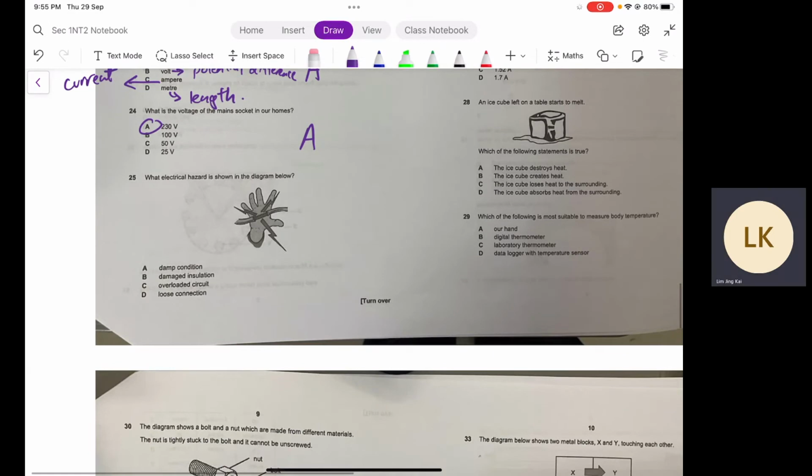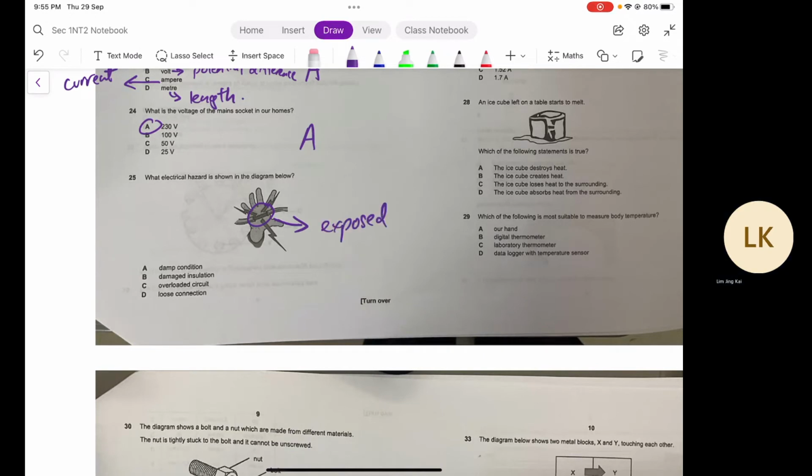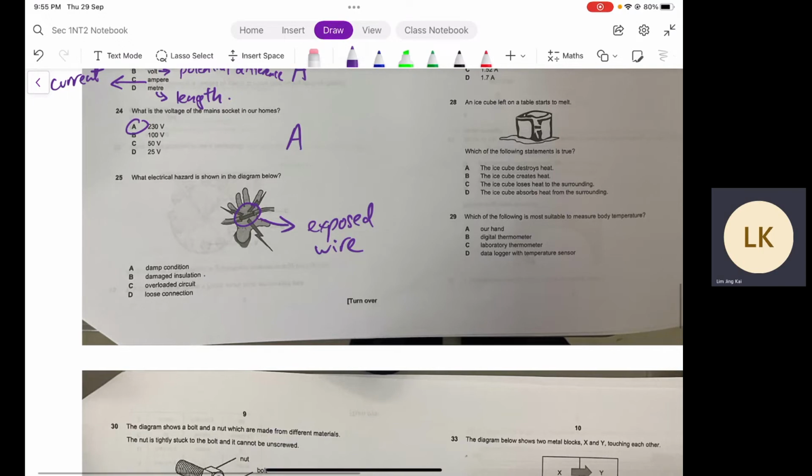For question 25, you notice that this picture shows an exposed wire here. That means there's no covering over the wire, no insulator over the wire. So if you look at the options, only B, which is the damaged insulation, would allow us to have the exposed wire. So the answer is B.